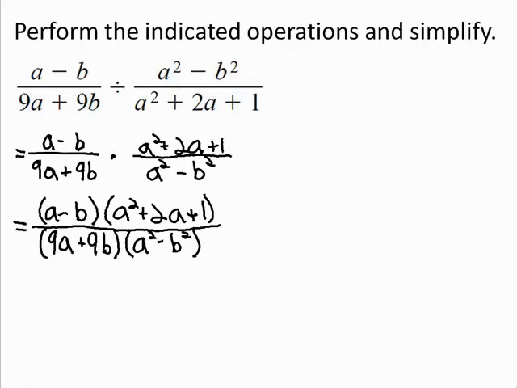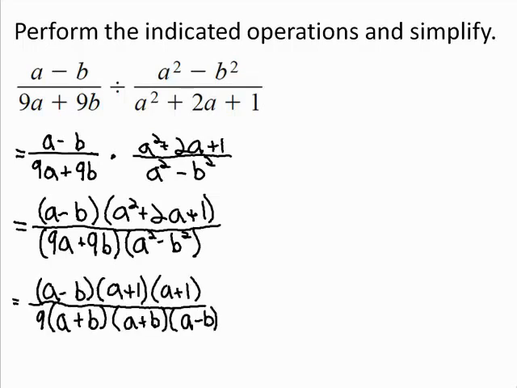Factor 9 out of the quantity 9a plus 9b, and factor the quantity a squared minus b squared into the quantity a plus b and the quantity a minus b. There's an a minus b in both the numerator and denominator, so they cancel out. You are left with the quantity a plus 1 squared divided by 9 times the quantity a plus b squared.